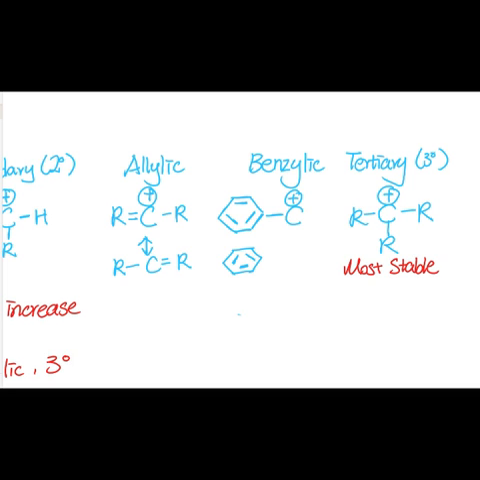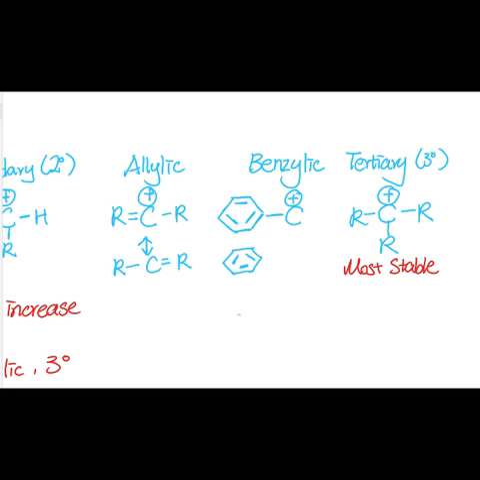And now going to the most stable carbocation intermediate, that would be our tertiary. Our tertiary carbocation intermediate has 3 groups with lots of electrons attached to the carbocation in the middle.